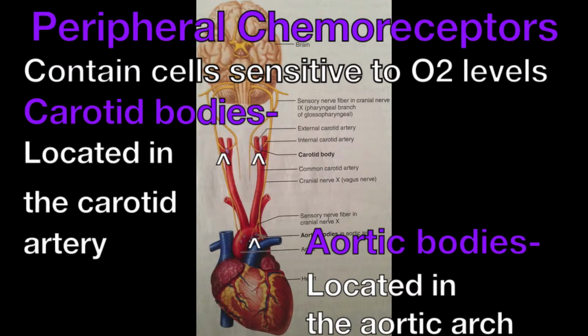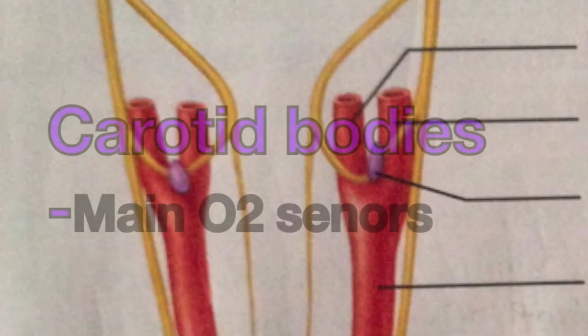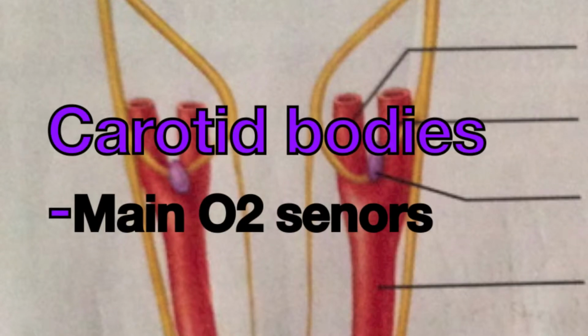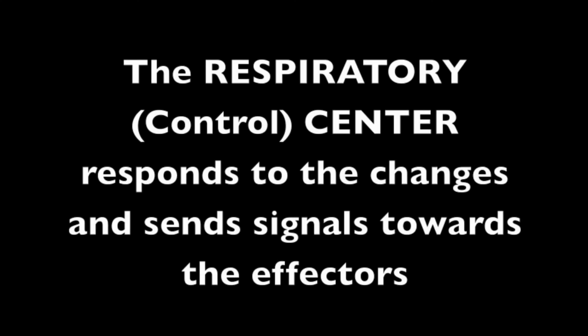Peripheral chemoreceptors contain cells sensitive to oxygen levels. Carotid bodies, shown here with the two arrows above, are located in the carotid artery. Aortic bodies are located in the aortic arch. Carotid bodies are the main oxygen sensors. The respiratory center, also known as the control center, responds to the changes and sends signals towards the effectors, known as the external intercostal muscles and the diaphragm.